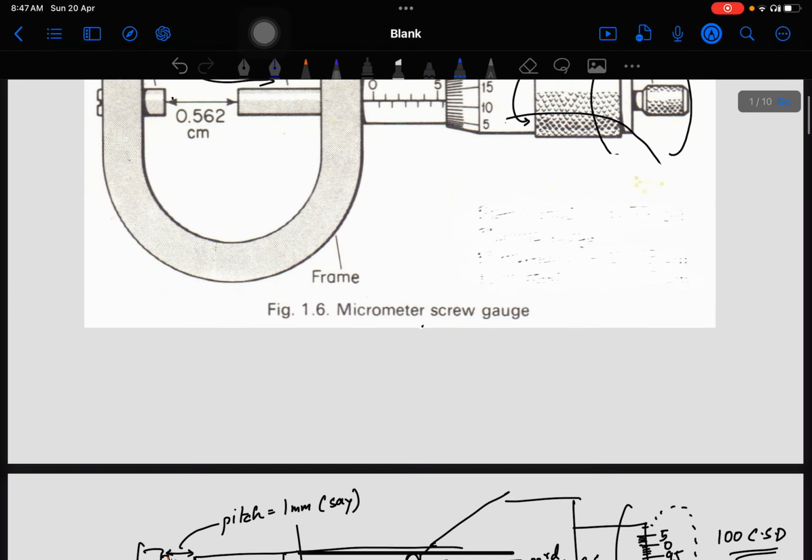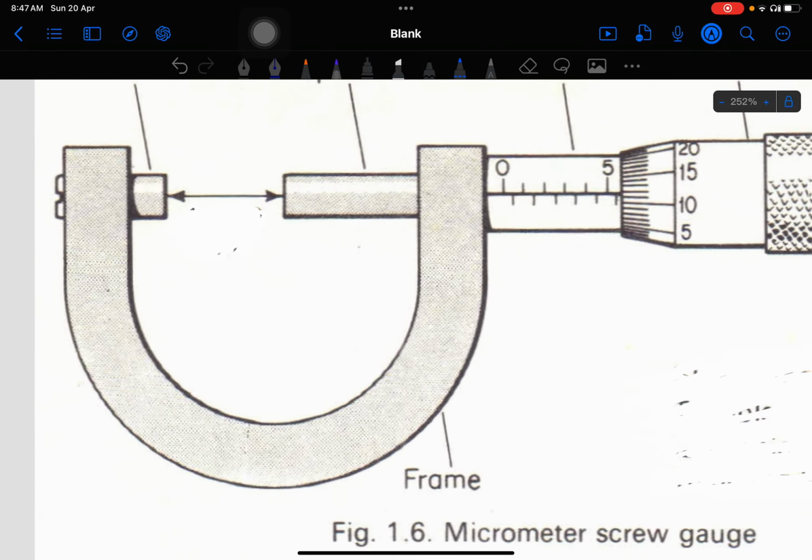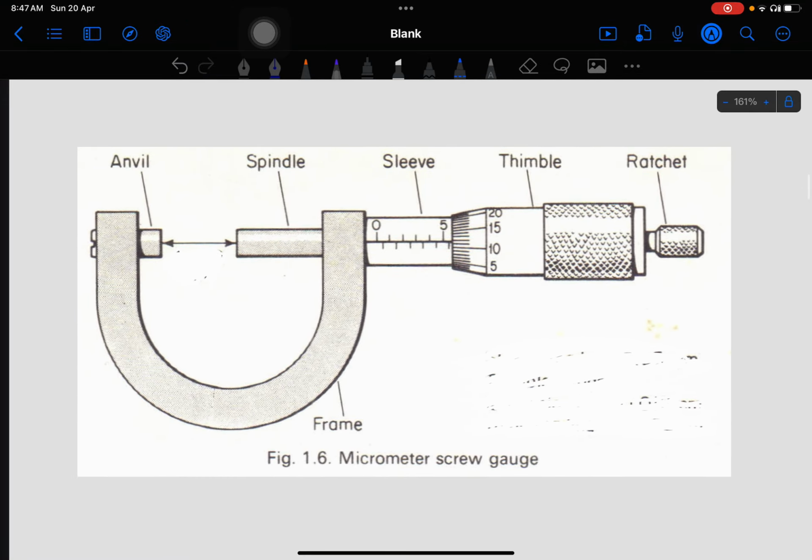I think this part is clear. Now let's take up the example itself. This particular question, let's take that itself as our example.